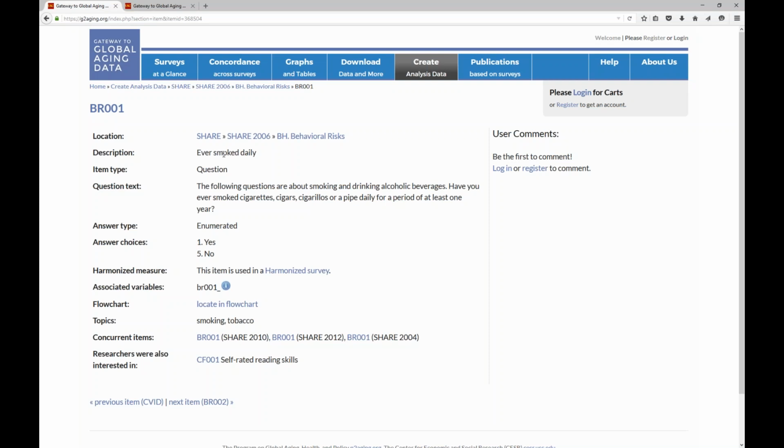We let you know that this item is used in a harmonized measure, so that's in a harmonized survey or data set, which again is a very user-friendly data set that this is used in. So you might want to check the harmonized Share for this measure. And next we have the associated variable. So inside of the Share data, if you've downloaded the Share data for 2006, the microdata is stored in a variable with the variable name br001 underscore. So this can be quite helpful. You can locate it in a flowchart, which I'll show you shortly.